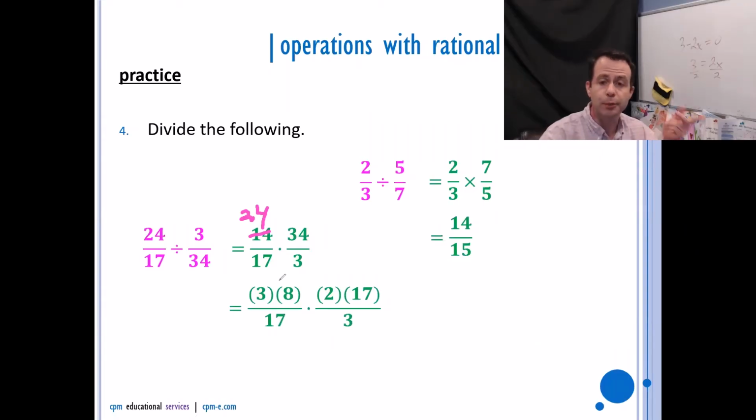So then I broke my 24 into 3 times 8, and I broke my 34 into 2 times 17. With those factors, I can see that my 3's will divide out and my 17's will divide out, okay? Because everything's multiplication here, I can only start canceling out like that when everything's multiplication. And so then I'm left with 8 times 2, which would be 16, okay? I'm just gonna take that ink off here before I keep going.